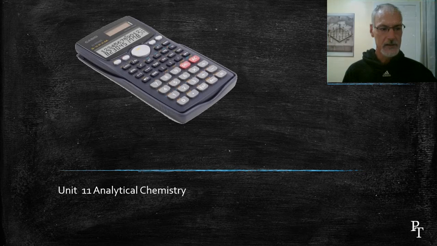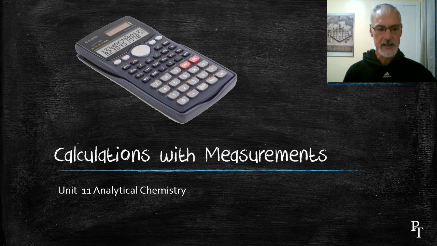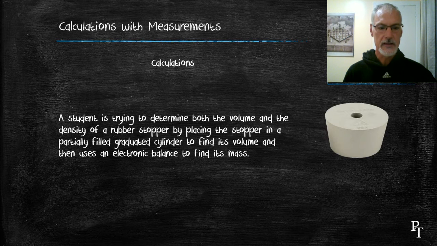Hi again. Today I want to take a look at calculations with regards to measurements and scientific data. To do this, I'm going to take a look at an example problem. We're going to try to determine both the volume and the density of this rubber stopper. To determine the volume of the rubber stopper, we place it in a partially filled graduated cylinder and observe the change in volume. And to determine the mass, we'll put it on an electronic balance.